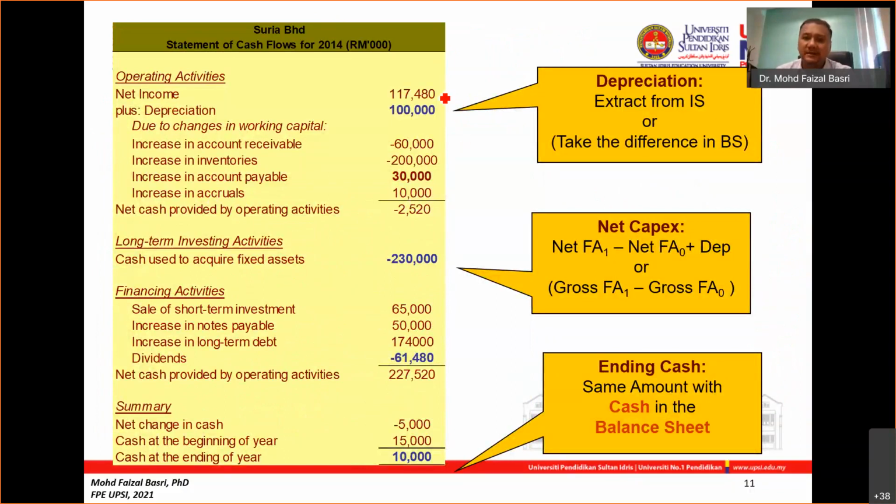So what you're going to do next is, whichever is plus, we plus, whichever is minus, we minus. Meaning 170 plus 100,000 minus 60,000 minus 200,000 plus 30,000 plus 10,000. So for this case, the operating activities are equivalent to negative 2,520 ringgit. Okay, 2,520 ringgit. So that's our first category, operating.